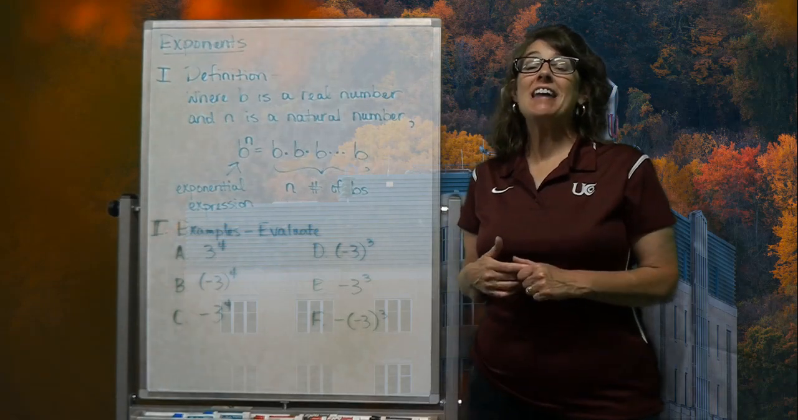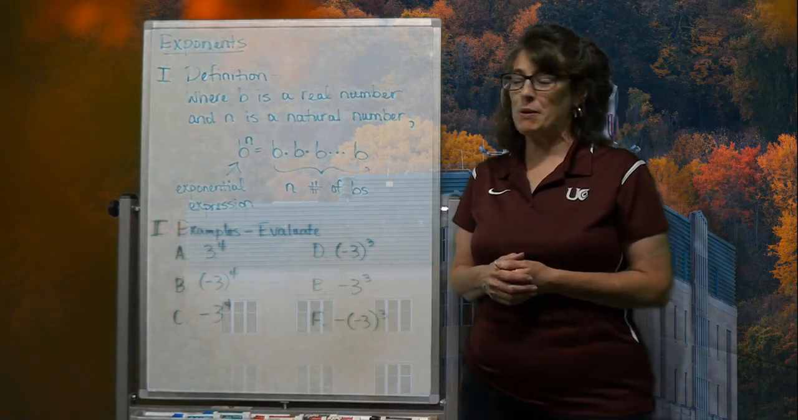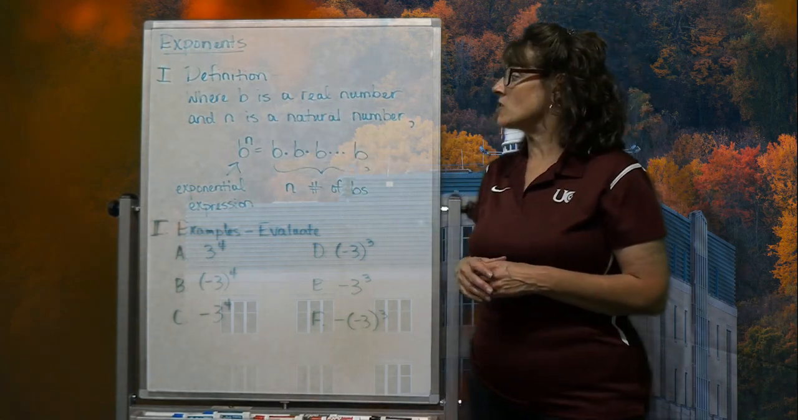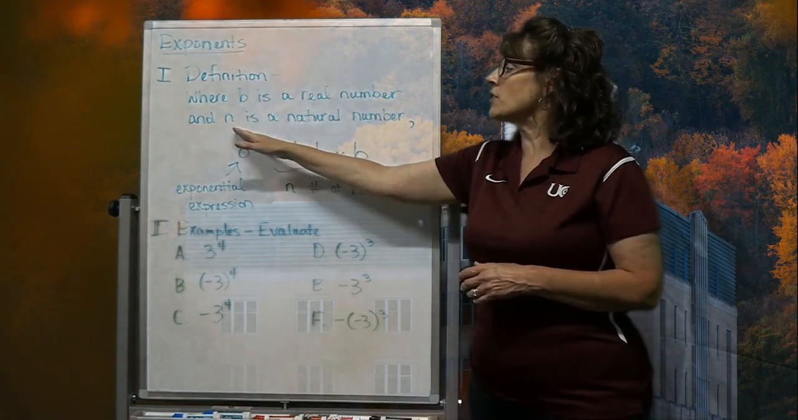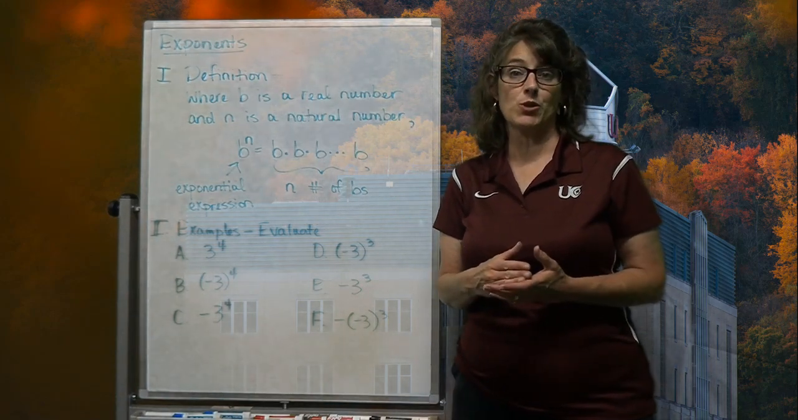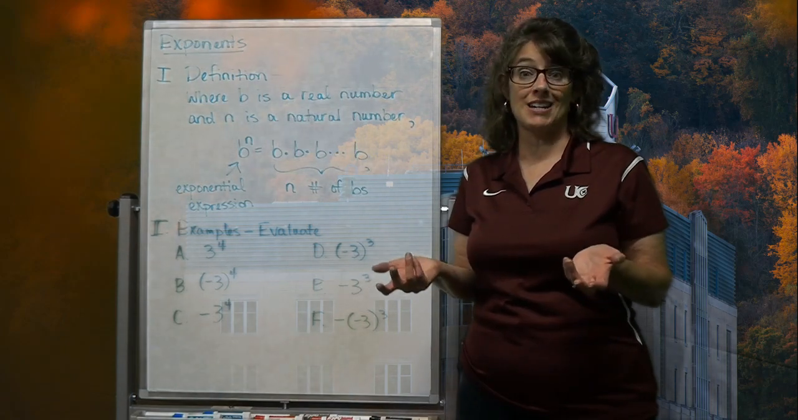All right, so now let's brew ourselves up some math by taking a look at exponents. So let's take a look first at the definition of what an exponent is. This letter B is going to represent a real number. This letter N is going to represent a natural number. Now remember, your natural numbers are your counting numbers: 1, 2, 3, 4, and so on. Numbers that would occur naturally in nature.